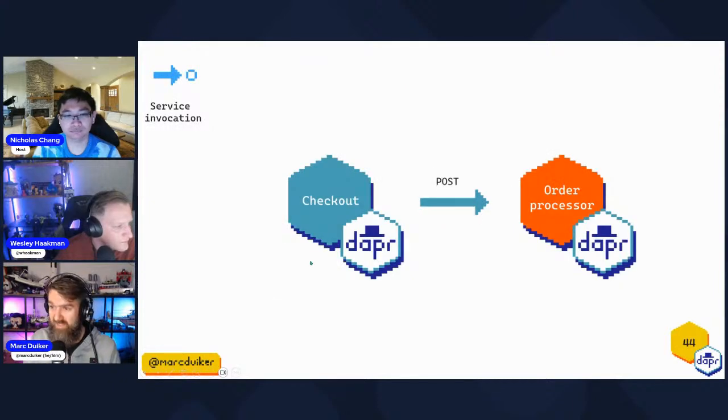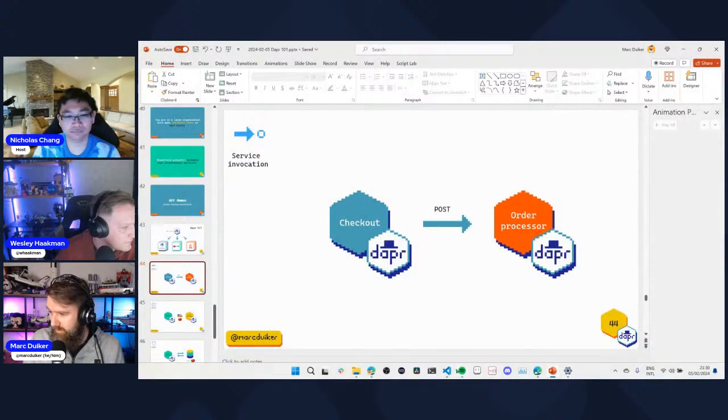So the first one is the service invocation API. The sample that I'll show is a C# sample. It has two projects, a checkout project, and this checkout will make a request and post it to this order processor. So let's switch to VS Code.